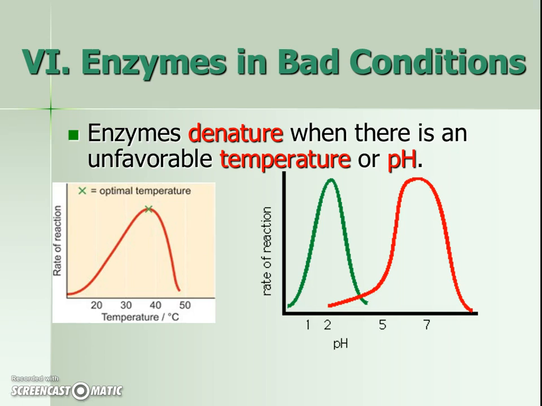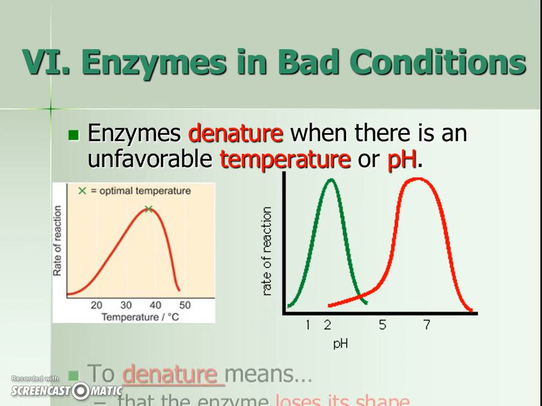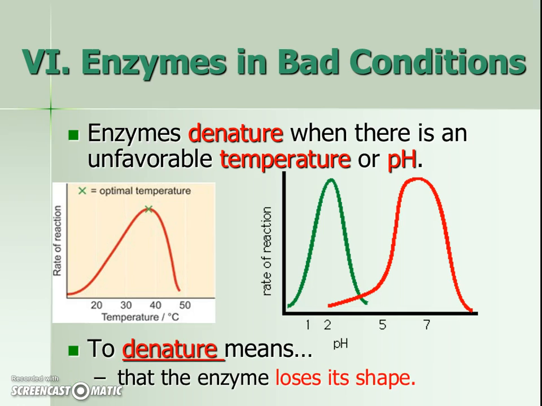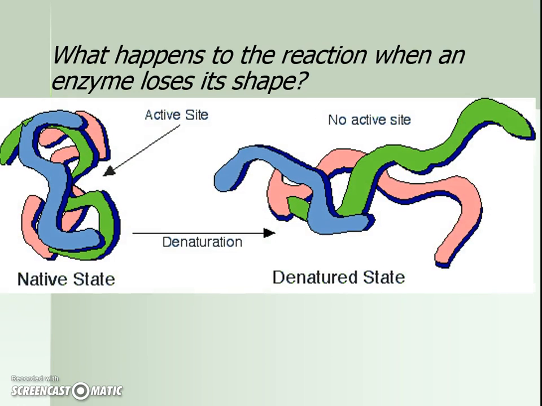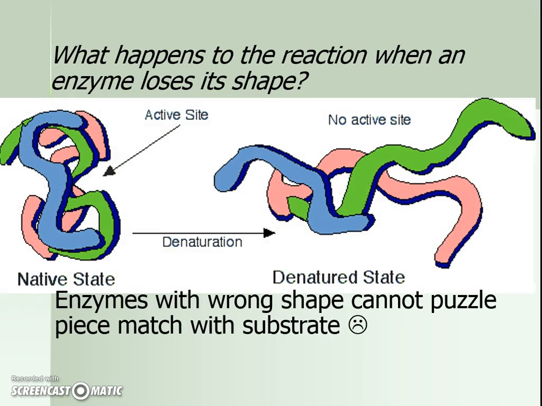Well, Clausen, what's denature? Sounds so weird. It's a really important vocab word, so circle it, star it, highlight it, okay? Denature means the enzyme loses its shape. So literally that perfect puzzle piece match, it's gotten all warped and funny looking. Can the substrate mix in with the active site if the shape is all messed up? Let's think about it. So what happens to the enzyme reaction when an enzyme loses its shape?